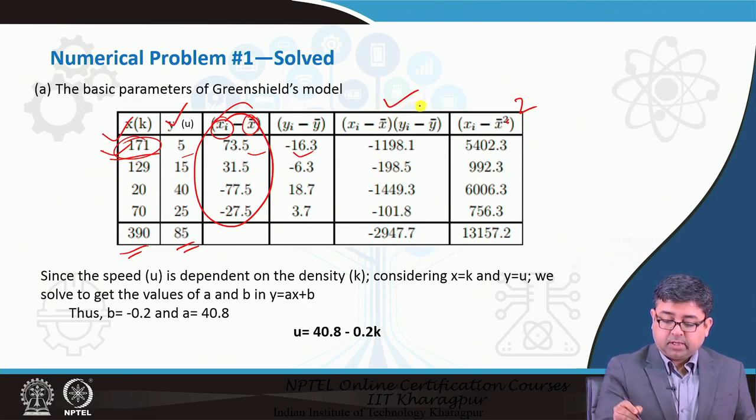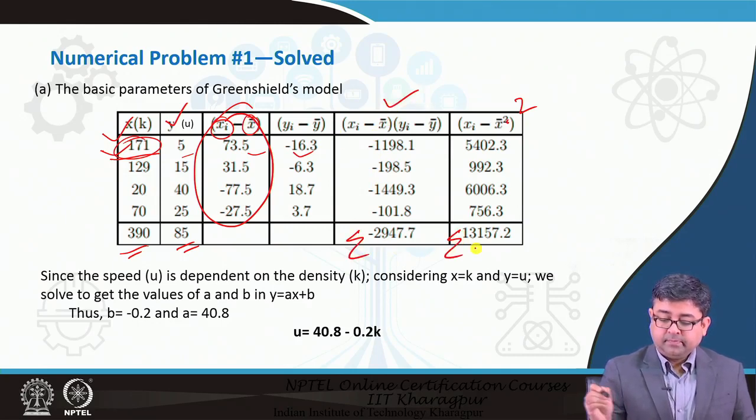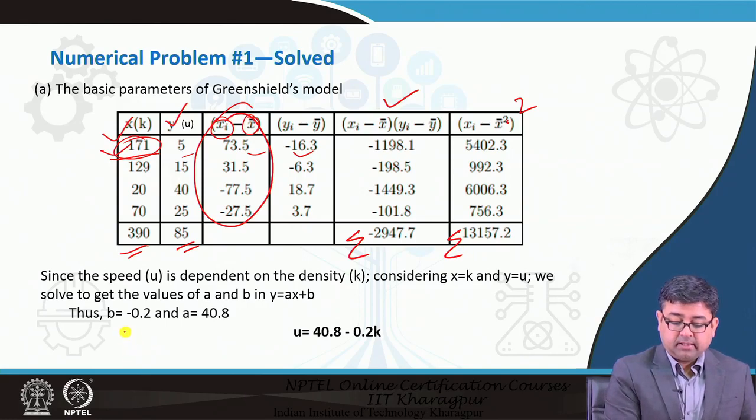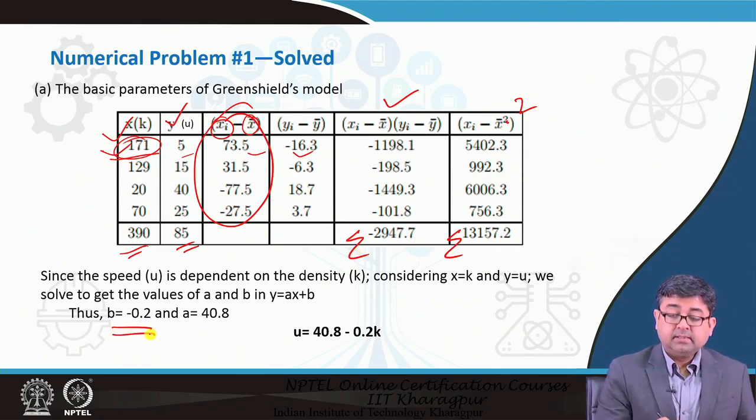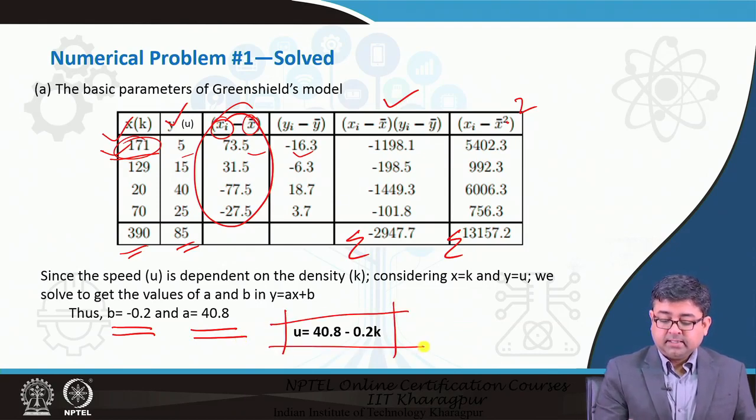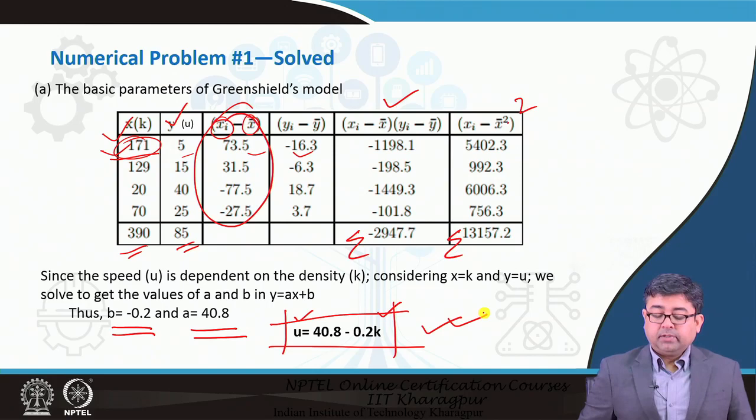Once we have developed these two columns, we sum them at the bottom and, using the equation given in the previous slide, we found that b is minus 0.2 and a is 40.8. So, we get an equation which says the relationship between speed and density is speed is equal to 40.8 minus 0.2 times density.